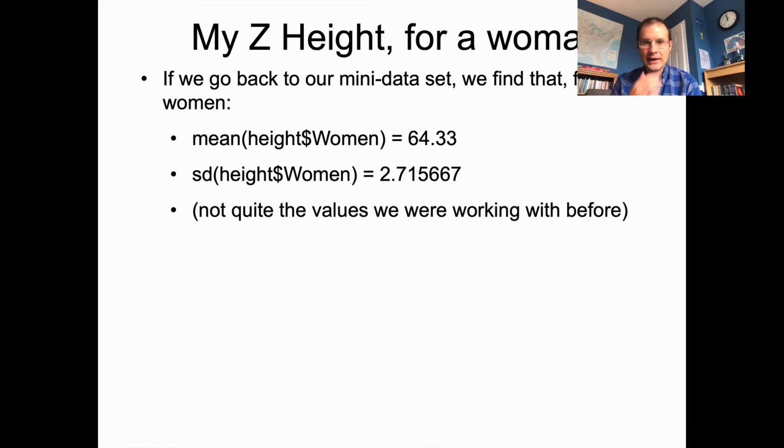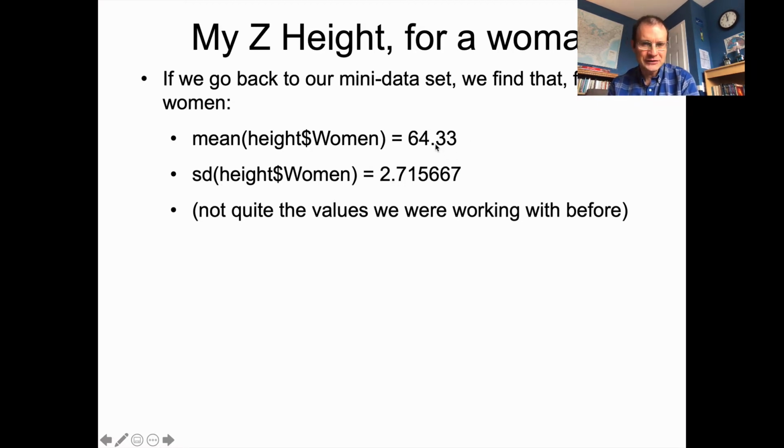If we go back to the little data set, we can find that for women, the average or mean height is going to be 64.33 inches based on that data set. It's a little bit different from what we saw in the previous lecture where we were talking about 64.5, but it's basically the same, right? In the previous lecture, we said the standard deviation was 2.5. In this particular data set, it winds up being about 2.7 inches.